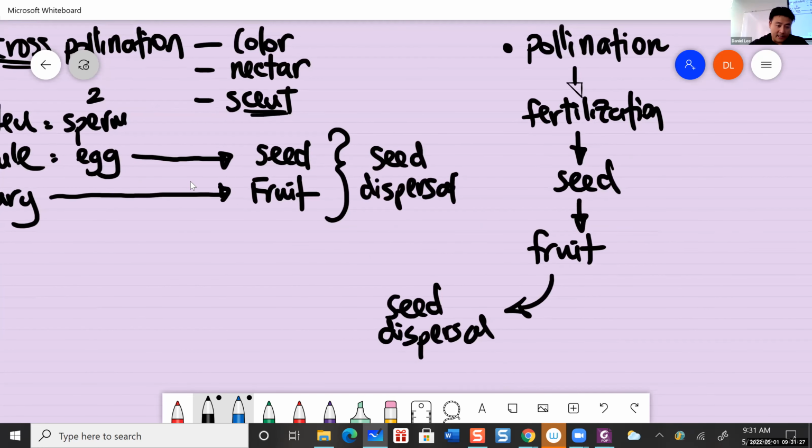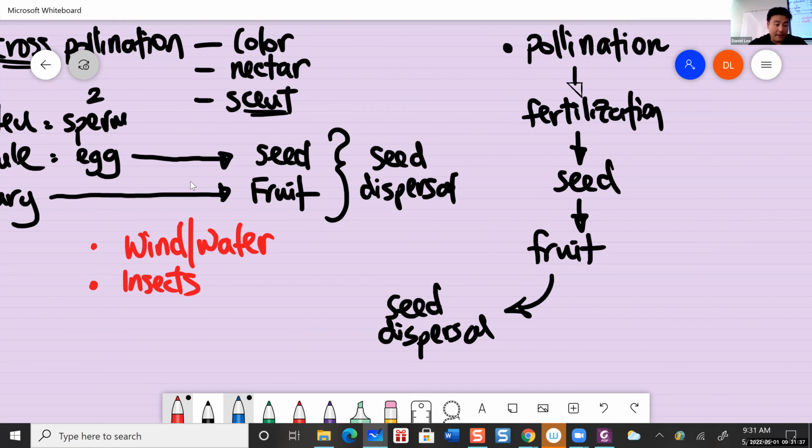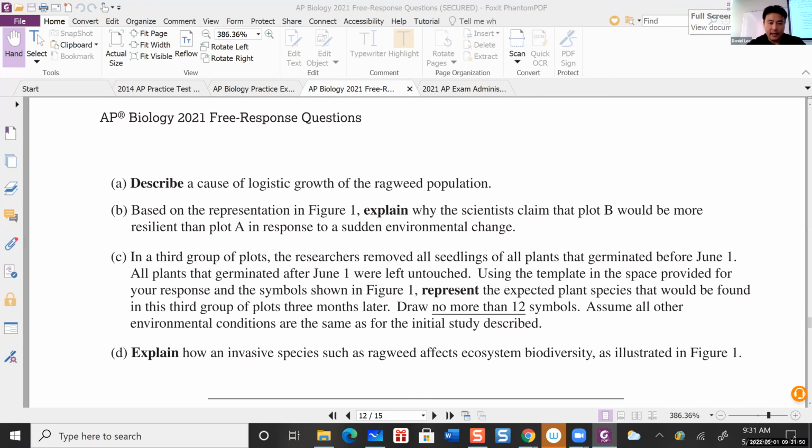Will involve animals. So either you're wind pollinated, or pollinated by water, or by animals. Animals can be insects, they can be mammals like bats, and also birds. So these are the common ones that help to pollinate. Okay, so please know some of those terms so that you can answer a question.